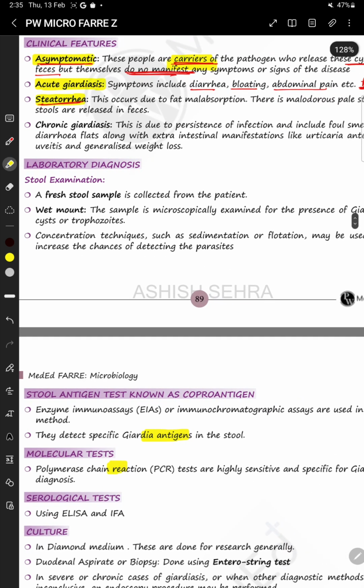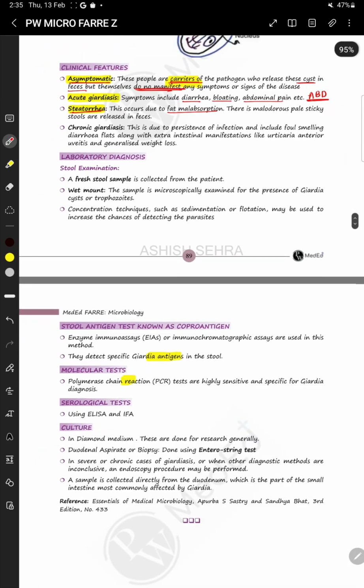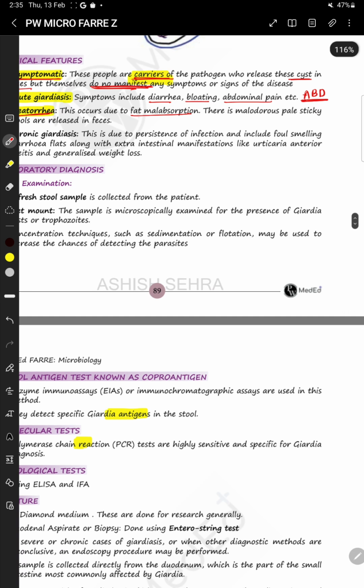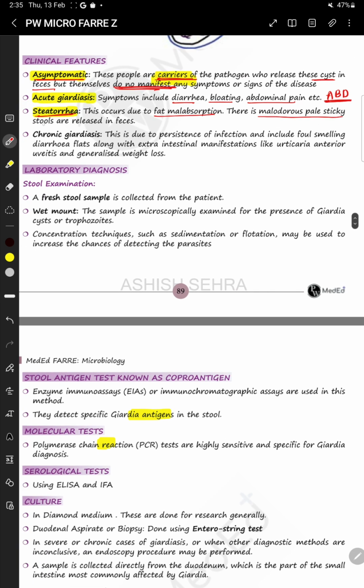Then steatorrhea, it occurs due to fat malabsorption. There is malodorous, pale, sticky stool released in the feces.